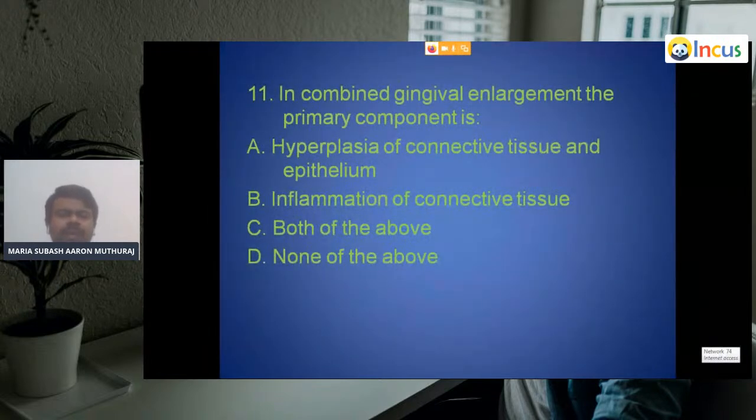In case of combined enlargement, the primary component will be hyperplasia of connective tissue and epithelium, inflammation of connective tissue, or both of the above. In combined enlargement, there will be an increase in the size of the gingiva. The fibrotic component also will be increased. This is due to the hyperplasia of the connective tissue and the epithelium, and the inflammatory component also will be increased. Therefore, the term combined gingival enlargement is used, which is present with both the fibrotic component as well as the inflammatory component. Therefore, the answer will be C, both of the above.